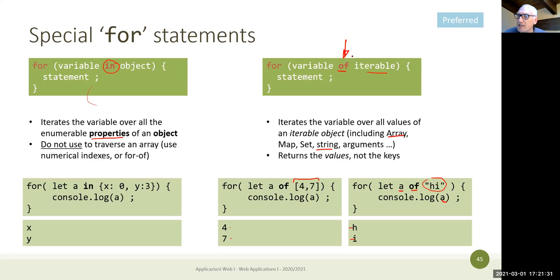Unfortunately, this is equal to what in Java is for with a colon over a collection or array. In Java, we have the colon syntax. In Python, we have the in here. And so it's confusing because the in in JavaScript is different from the in in Python. In Python corresponds to of in JavaScript. If you use more than one language, you will have to make some barriers in your mind to avoid confusion.